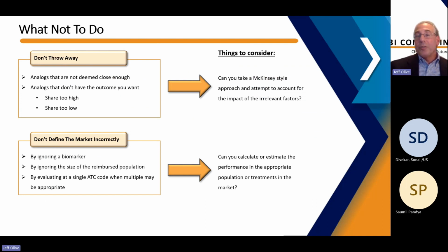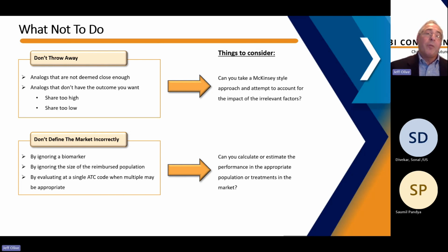But first, we're going to talk about what not to do. What I would caution you to not do, or encourage you not to do, is don't throw away too many analogs. And so some examples, what we just talked about. Don't throw away analogs that aren't deemed close enough. If all you can find are second entrant analogs, but you have a third entrant, you might be able to work with them through that McKinsey style approach that we just talked about.